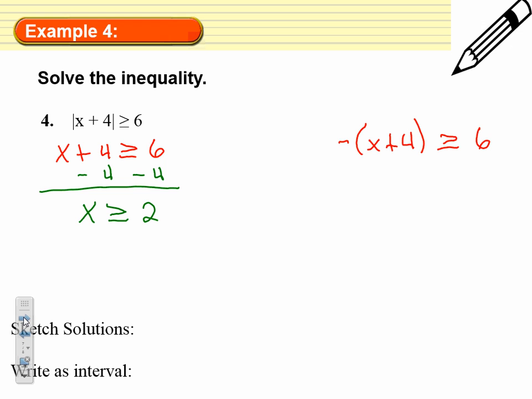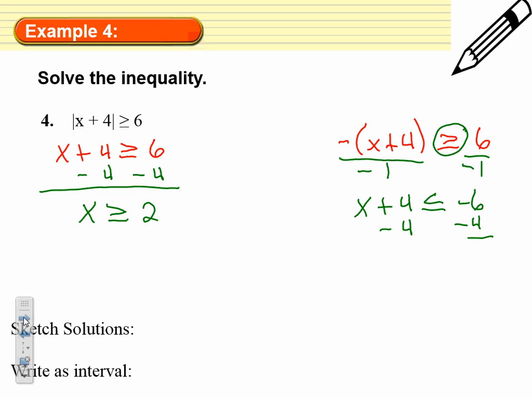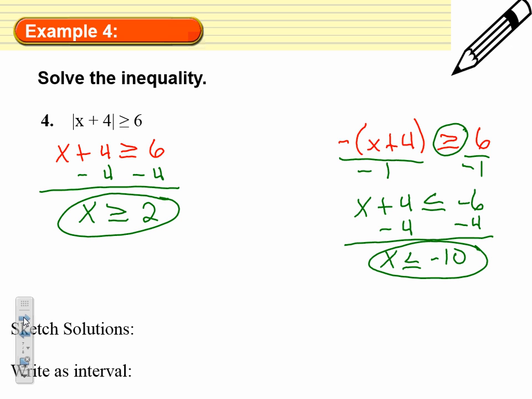On this one, I have to start by dividing by a negative 1. So x plus 4, when I do this, my sign has to switch, so negative 6. Solve this, minus 4 on both sides. x is less than or equal to negative 10. So here are my two answers. Now I have to sketch it out. So get my number line.